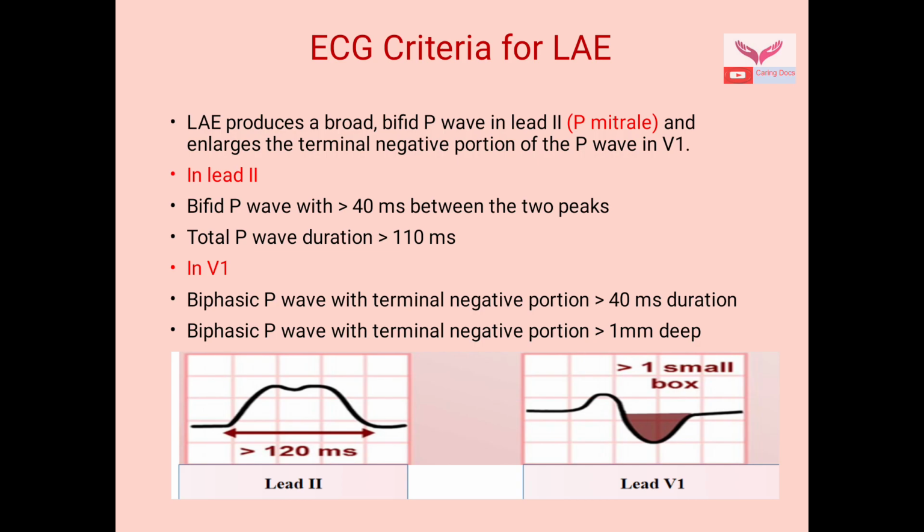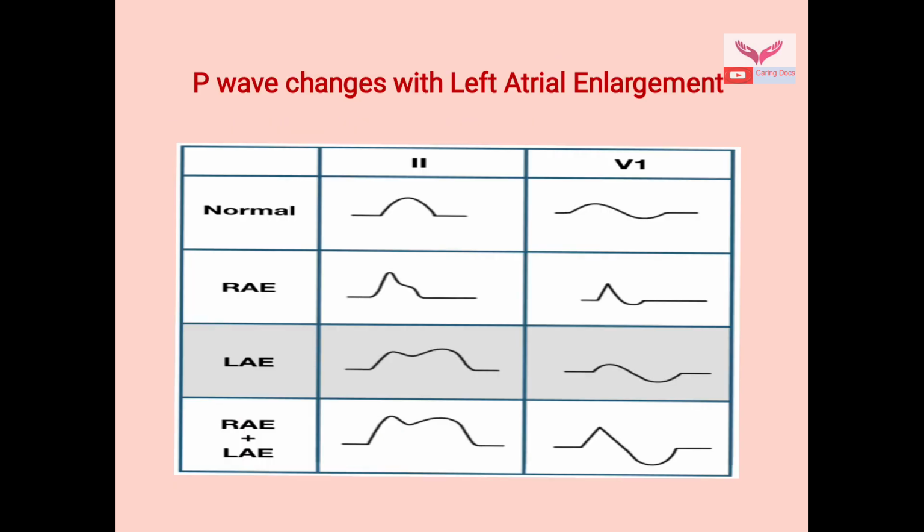And in lead V1 we get biphasic P wave with terminal negative portion of more than 40 millisecond duration, or we can say biphasic P wave with terminal negative portion more than 1 millimeter deep. So these are the changes which we see in left atrial enlargement. We get bifid P wave, and the terminal portion of the P wave in V1 is more than 1 mm deep or more than 40 milliseconds.